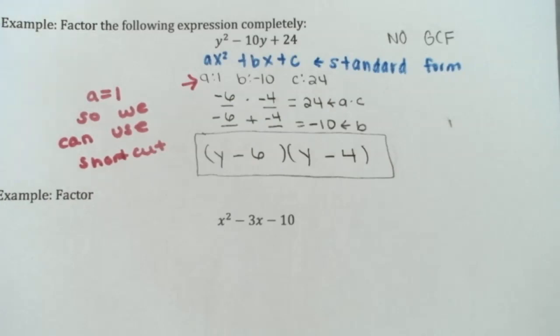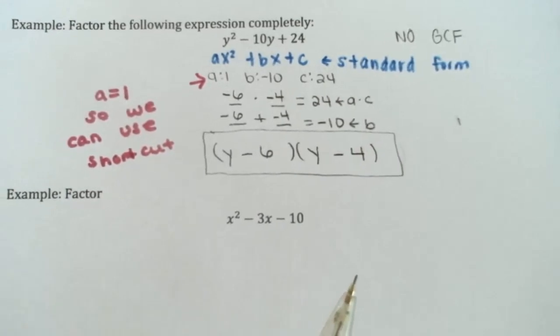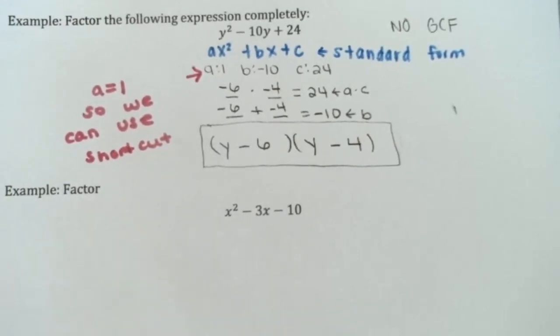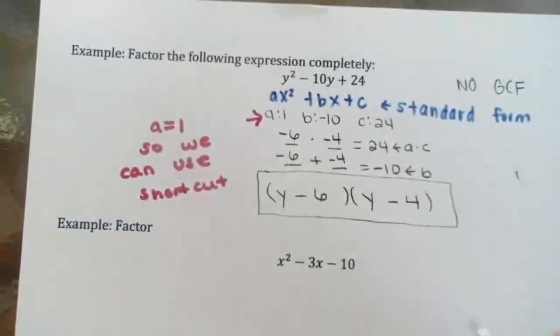So let's try another one. Let's do one more with our shortcut. It says factor x squared minus 3x minus 10. We always want to look for our GCF, but there's nothing that x squared, negative 3x, negative 10 have in common besides positive 1. So nothing to factor out, so no GCF.